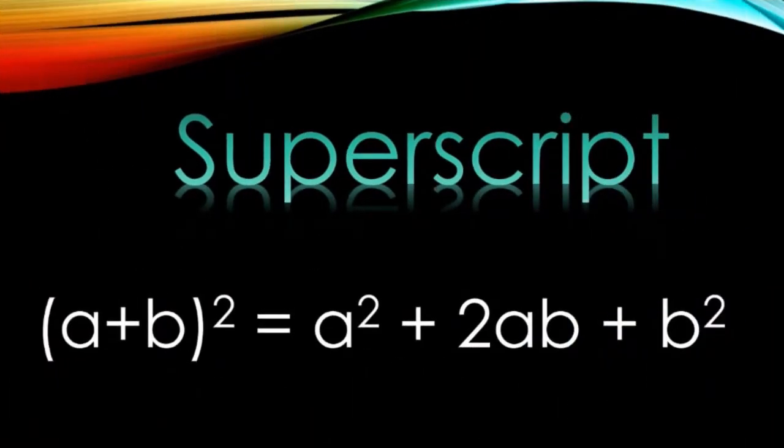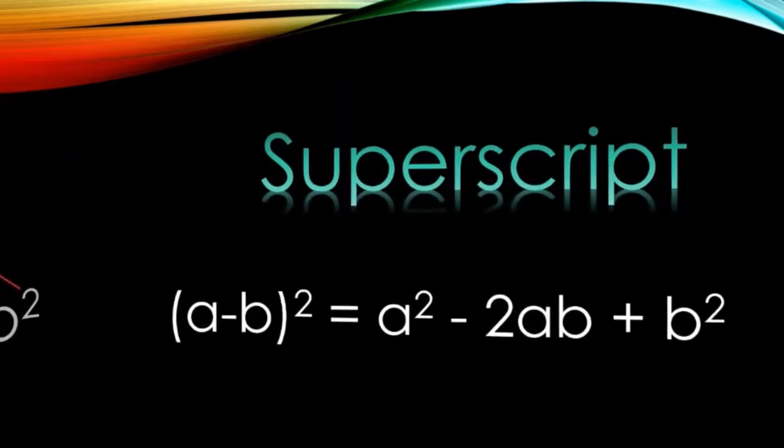Here you see this algebraic formula (a + b)², where 2 is a little bit above the normal position. a + b is in the normal position and 2 is a little bit above it. Hence, 2 is known as superscript. Similarly, a², so the 2 is superscript, plus 2ab plus b², so 2 is superscript.